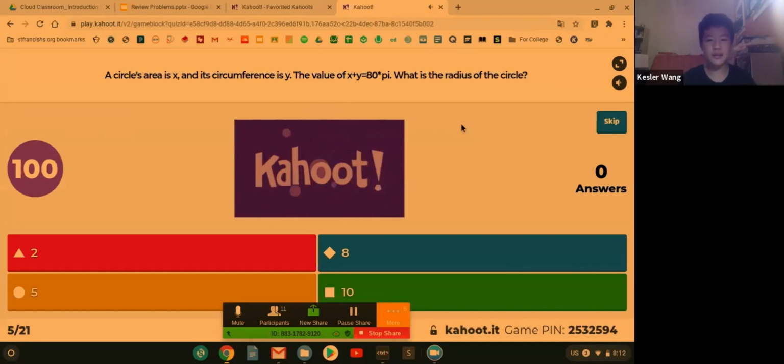Isn't the radius of the circle the diameter divided by 2? Yes. So all you need to do is find out the circumference. So the circle's area, okay, I'm just guessing 8.